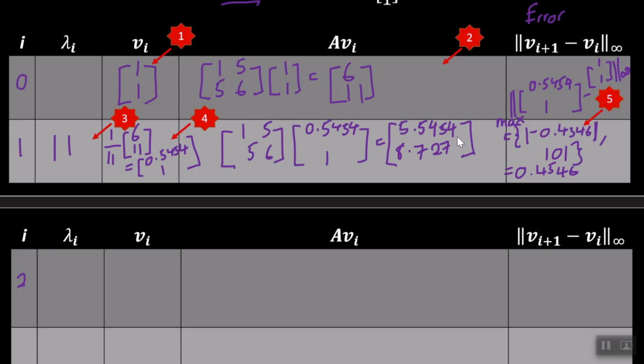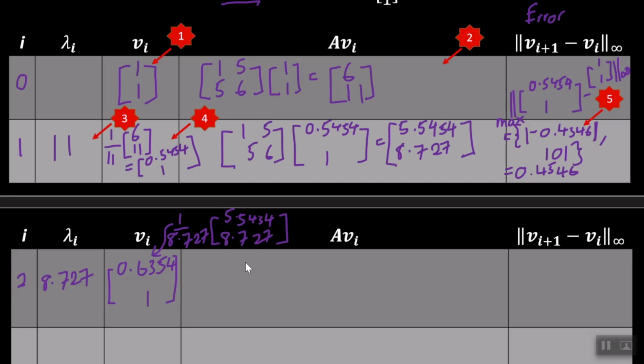So in the second iteration, our new lambda would be the entry with the highest magnitude, which is 8.727, and V2 would be 1 over lambda, 8.727, multiplied with AV: 5.5454, 8.727. So this gives us 0.6354 and 1.